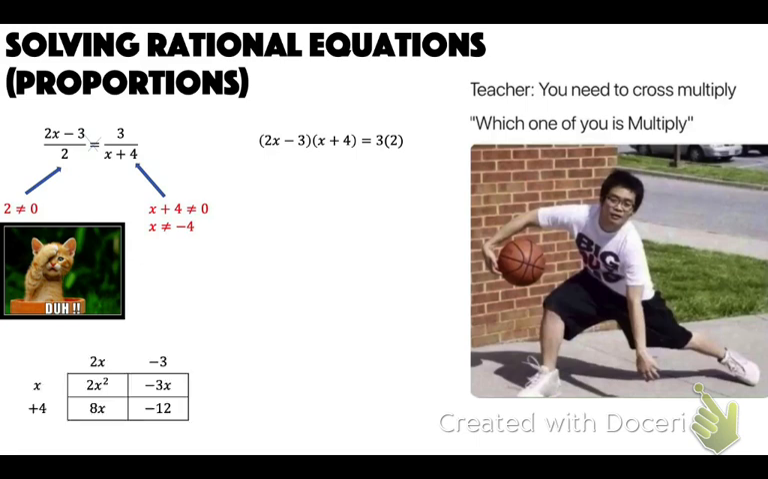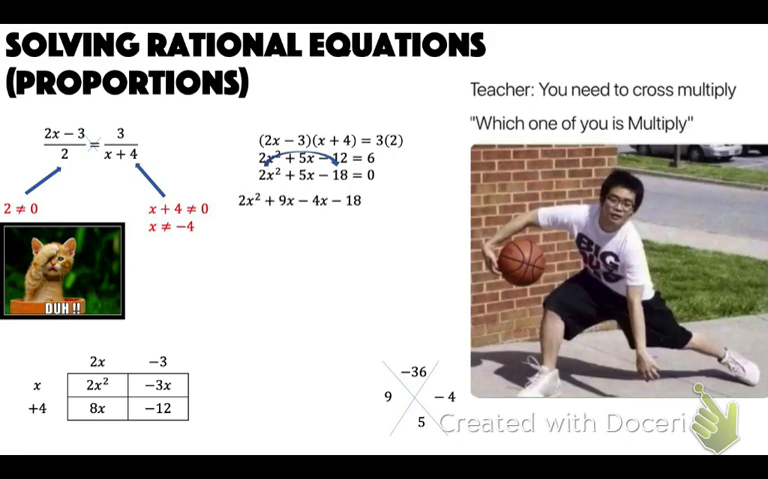Multiply the left out, and you get 2x squared plus 5x minus 12 equals 6. Subtract that 6 over, and you get 2x squared plus 5x minus 18 equals 0. Now we have to factor this, and I'm going to do it by multiplying that, and you get negative 36 and 5, which is going to be 9 and negative 4.